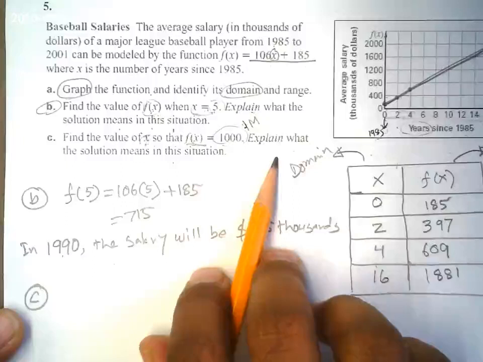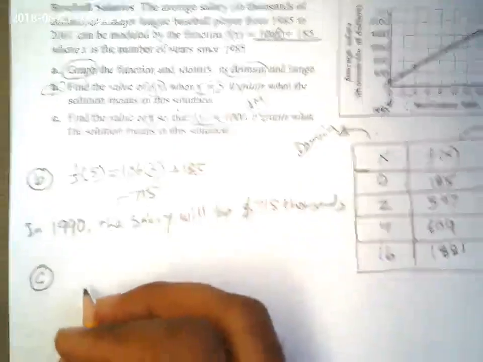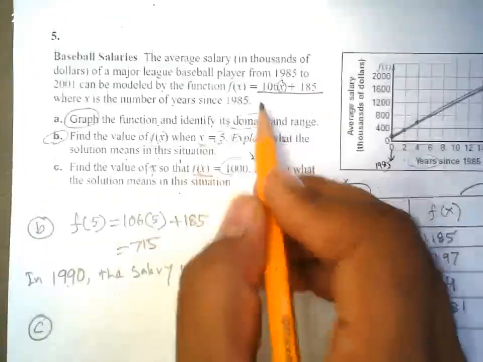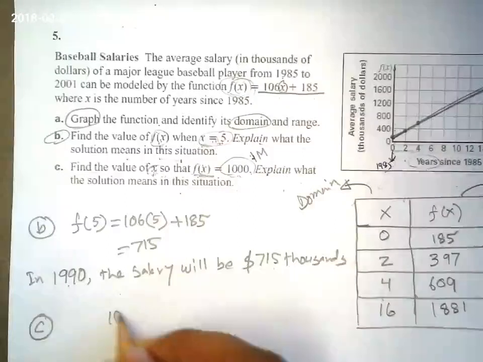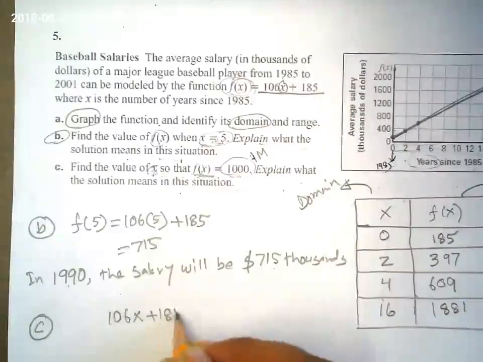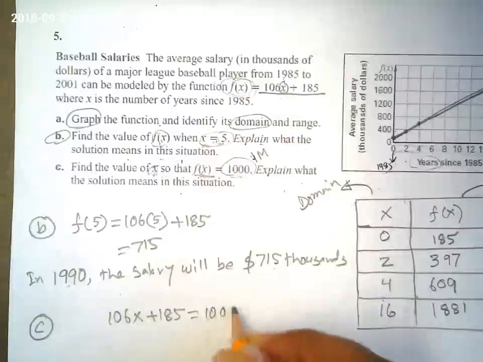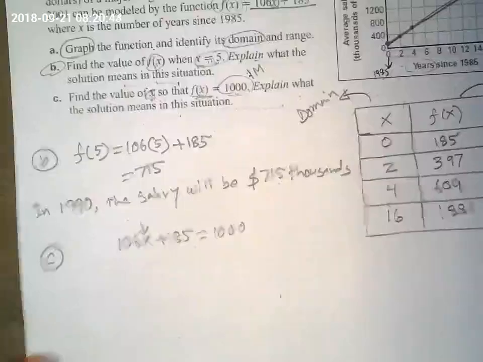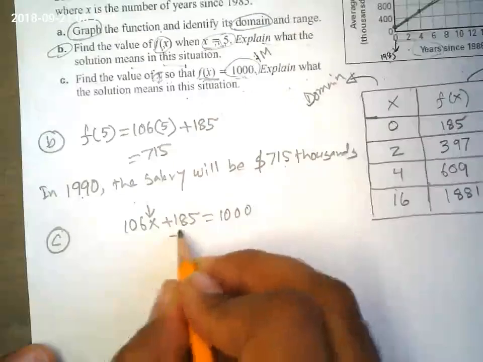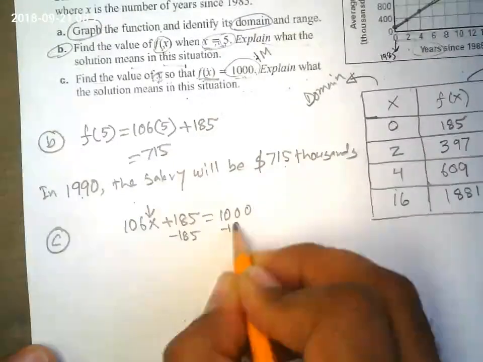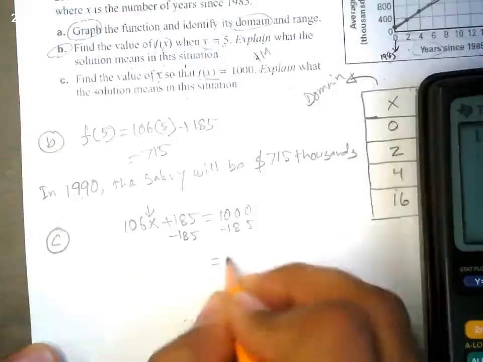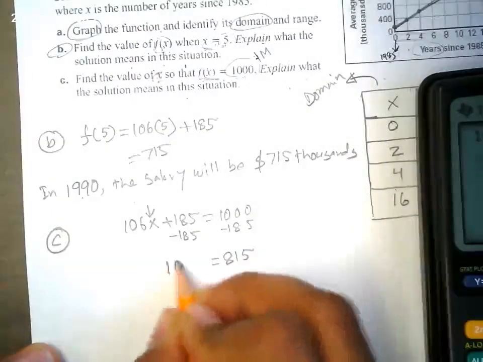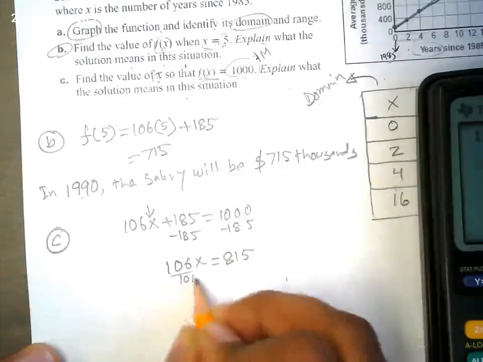First, you need to understand the question. I hope you did understand the question. So what I'm going to do, in the place of f(x) in this situation here, I'm going to plug in 1,000. So 106x plus 185 equals 1,000. So we're going to solve for x now. What year we need to find. Subtract 185 from both sides. 1,000 minus 185 should get 815. 106x. I need to divide both sides by 106.